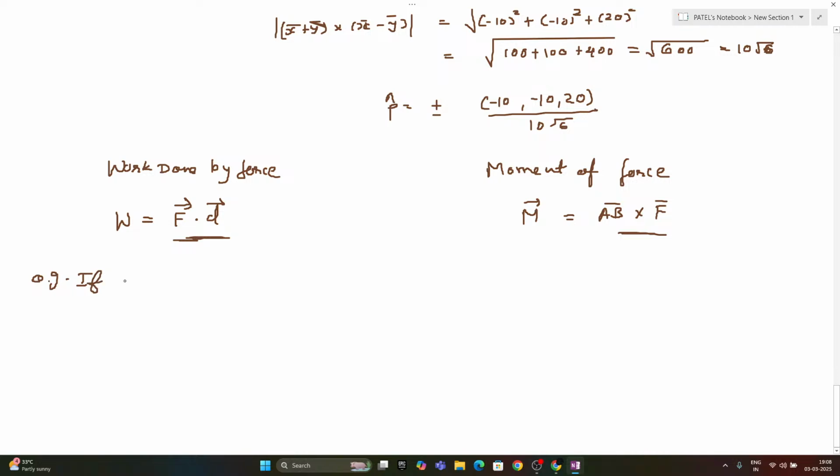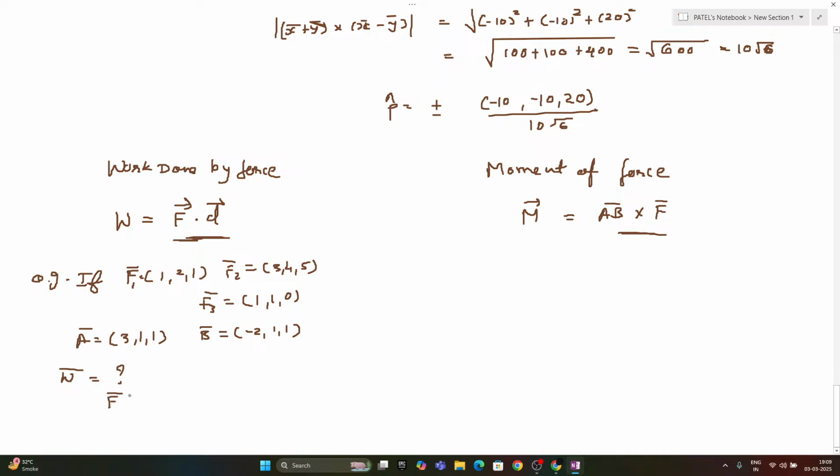If forces are acting on a particle, forces are like F1 equals suppose 1, 2, 1, F2 equals 3, 4, 5, and F3 equals 1, 1, 0, acting on a particle A that is 3, 1, 1, and the particle moves from A to B, which is minus 2, 1, 1, then find the work done.